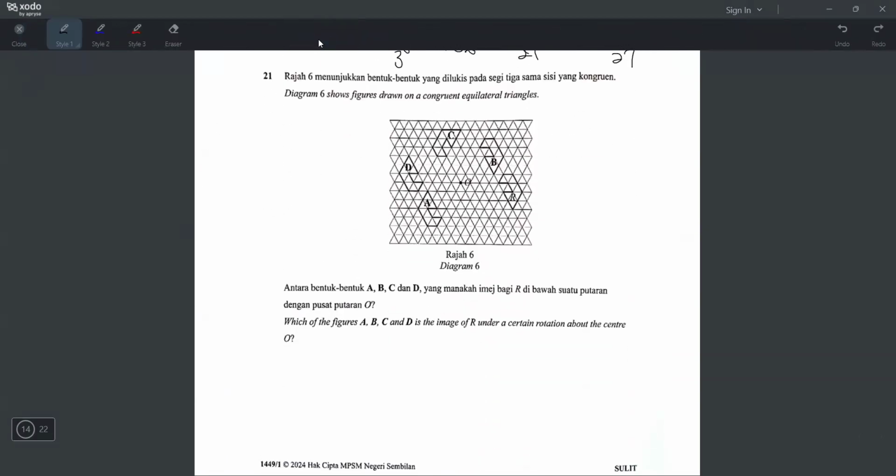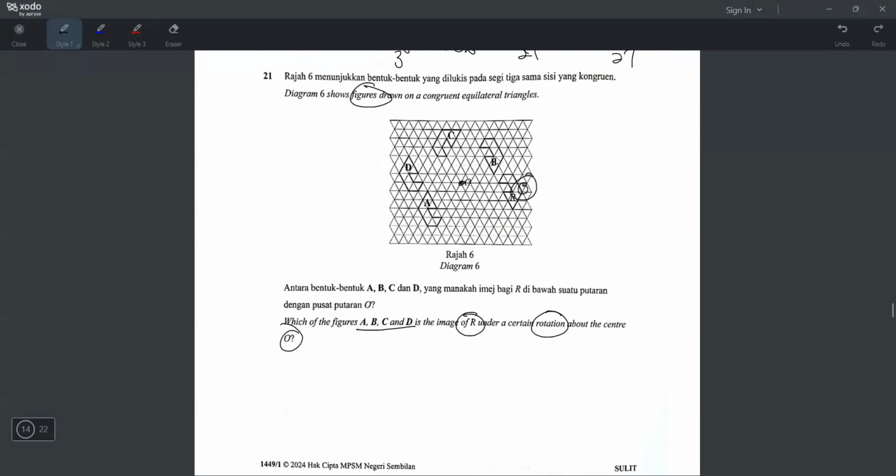Number 21. Diagram 6 shows figures drawn on congruent equilateral triangles. So all these triangles are equilateral triangles and they are the same shape, same size. Which of the figures A, B, C, D is the image of R? That means R is the object, under a certain rotation about center O.